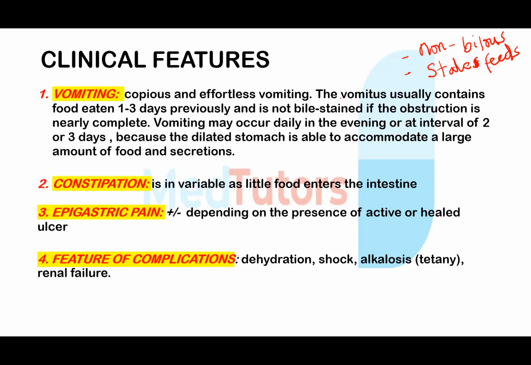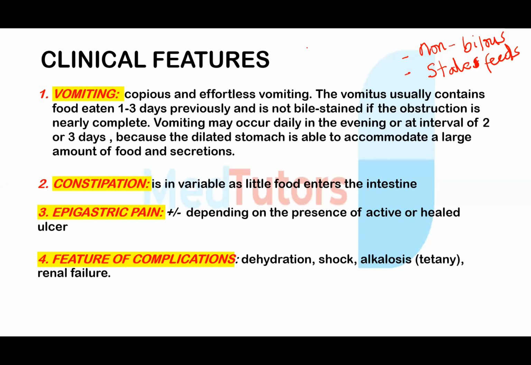Now, they have constipation. Constipation is invariable as little food or even no food enters the intestine because of the obstruction, okay? So when you see a patient that is having recurrent non-bilous vomiting of stale feeds, ask for history of constipation. Now, they may have epigastric pain depending on the presence of an active or healing peptic ulcer disease. Now, if it is an active peptic ulcer disease, they will have epigastric pain. However, if it is healing and chronic, they don't usually have epigastric pain.